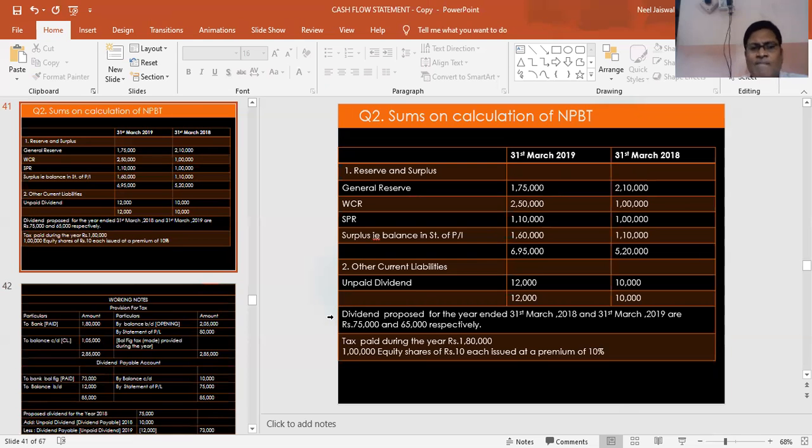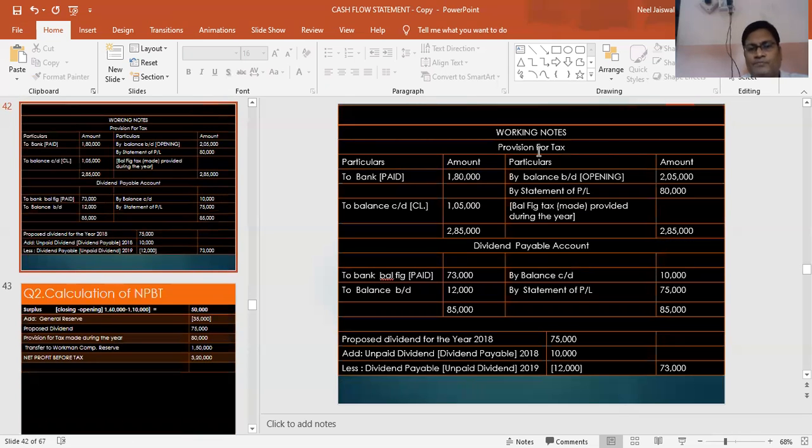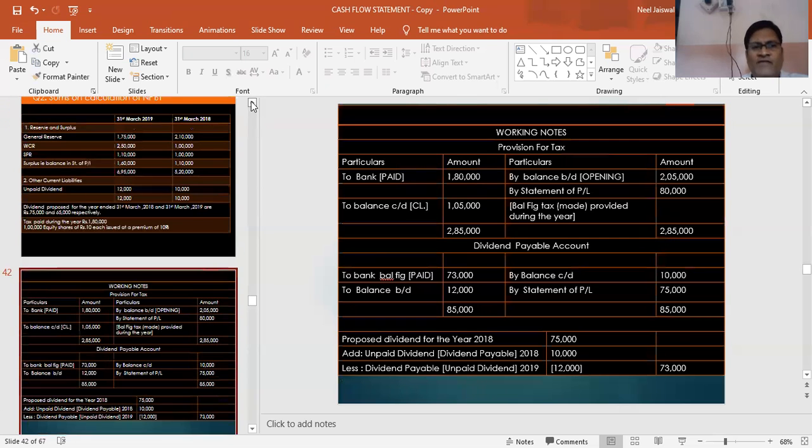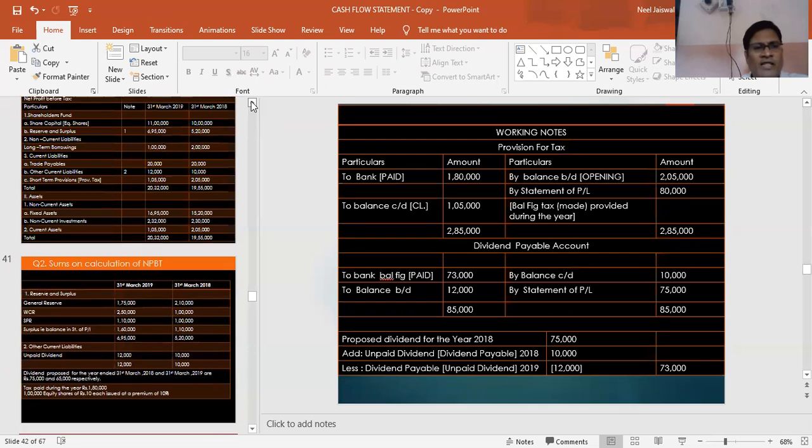As I have already told you, when dividend information is given and more information is given on tax, then we should open the provision for tax and dividend account in order to understand the sum in a better way. See this provision for tax. The opening and closing balances are given. The opening balance of provision for tax, which is the 2018 balance, is 2,05,000, and provision for tax is a liability. So we have the balance brought down on the credit side: 2,05,000.